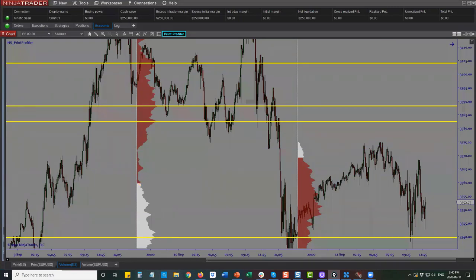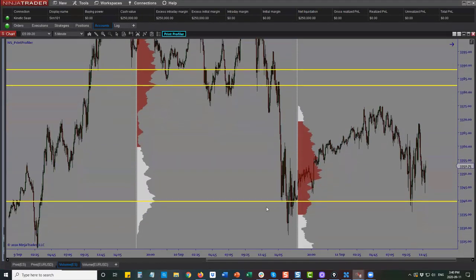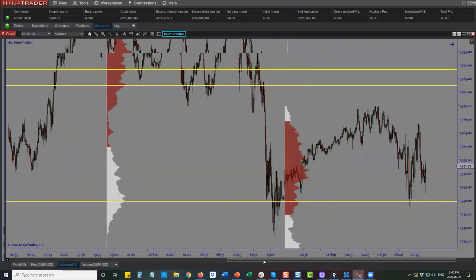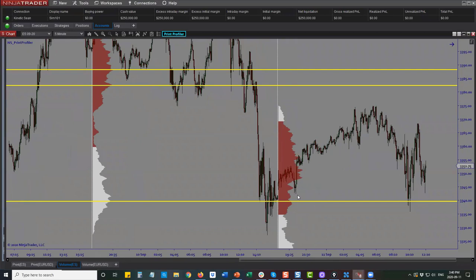But I want you to pay attention to the level we drew down at the bottom here, because we drew that over here at the beginning of the Globex. And the market never came down to test it, did it? Never came down to touch it once, all night. And then all of a sudden at 10 o'clock this morning, they came down and tested it, did they not?